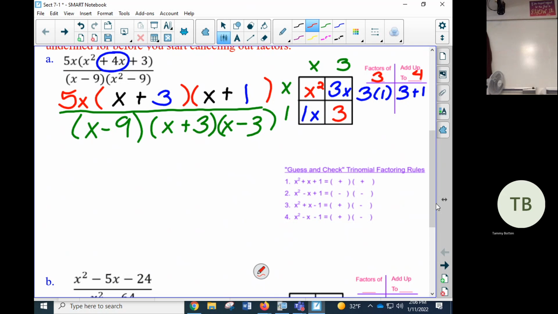What number can't you have on the bottom? 0. Okay, you cannot divide by 0. What would you get if you divided by 0? Undefined, and your calculator would say error.